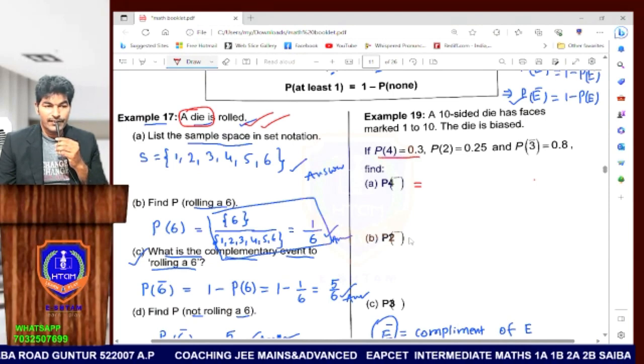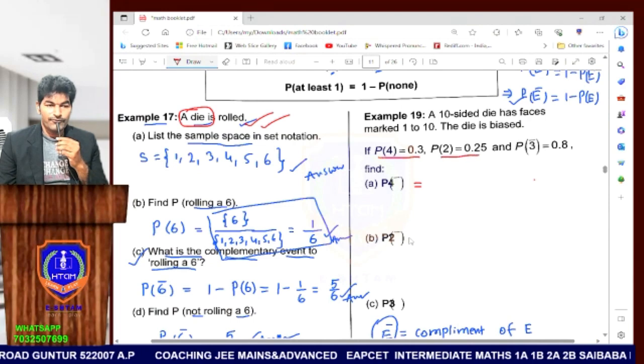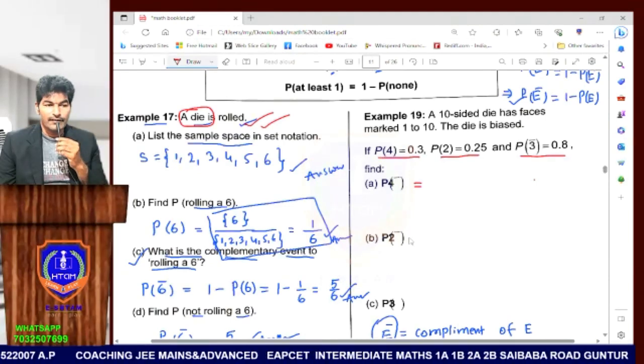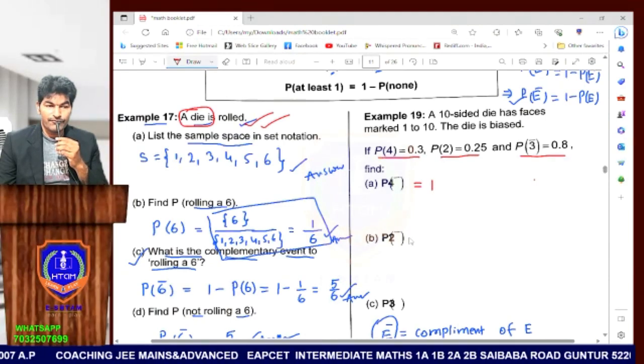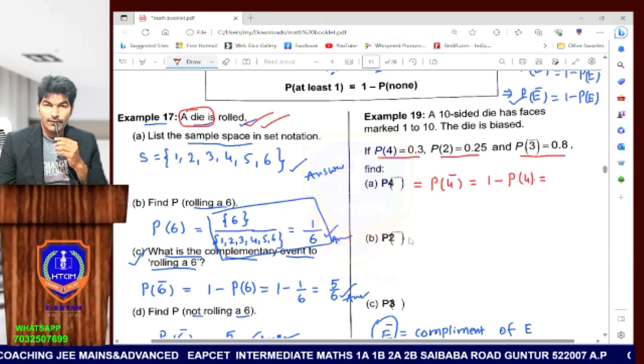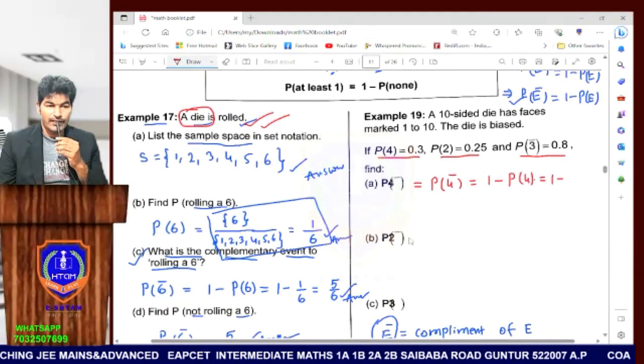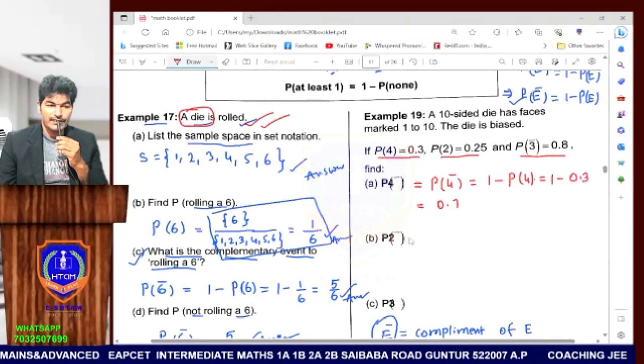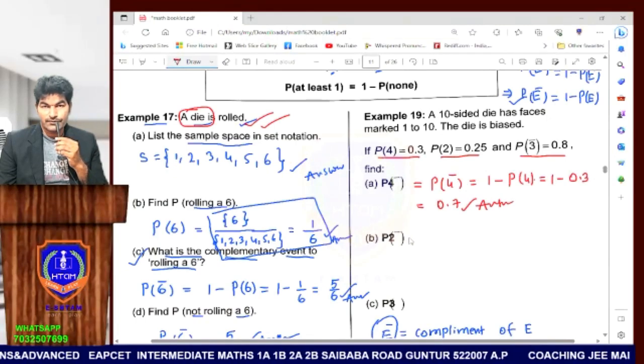P of 4 he gave 0.3. P of 2 is 0.25. P of 3 bar means 0.8. These are the respective values he mentioned. And the first question, P of 4 bar. 4 bar means, you know that, 1 minus P of 4. So 1 minus P of 4 means what? 0.3. Yes, 0.3. That means 0.7 is the answer of this first question.